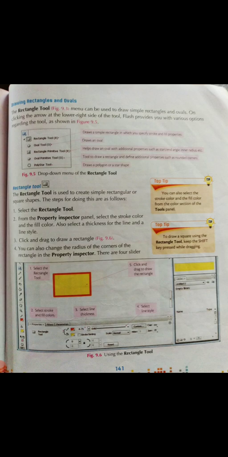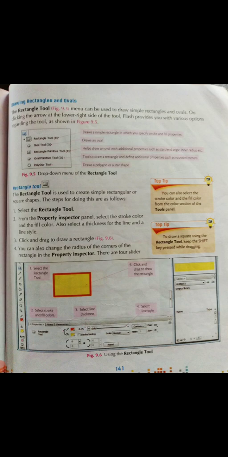Then you see, on clicking the arrow at the lower right side of the tool, Flash provides you with various options regarding the tool, as shown in figure 9.5. Everyone look at figure 9.5, where you will find different options of your rectangle tool. See here, the rectangle tool is denoted as R. Have you seen figure 9.5?